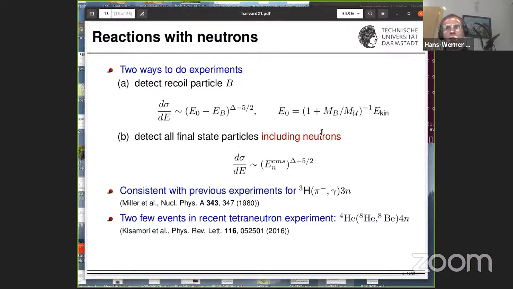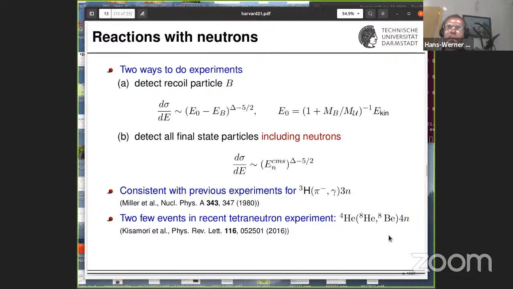Now, nowadays, people are looking whether there are low energy resonances of neutrons. And there is one recent experiment which was done at Riken in Japan in this reaction where a helium-8 beam is shot on an alpha particle target, and then they measure beryllium-8 and four neutrons. And this experiment actually has some evidence of the existence of a tetraneutron resonance, but it's not very convincing, and they have very few events. So again, we cannot test our prediction on the real data here.